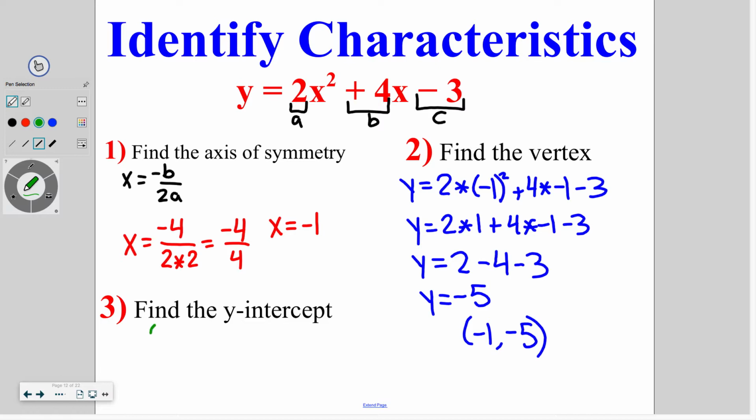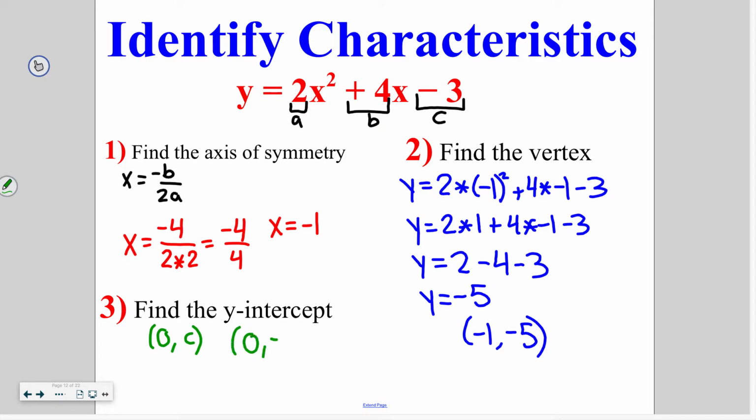The y-intercept is very simple. You're going to take the formula 0, comma, c. So whatever that c value is, we use for our y-intercept. So I've got 0, comma, negative 3. So we found our axis of symmetry using the equation x is equal to negative b over 2a. We plugged that value in for x to find the y value of the vertex, giving us negative 1, negative 5. And the formula for the y-intercept is 0, comma, c. So in this case, 0, comma, negative 3.